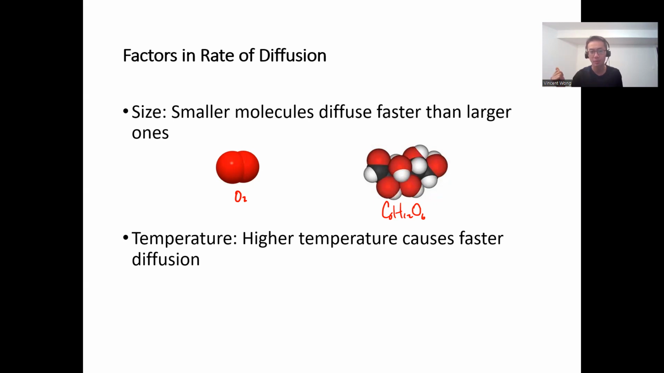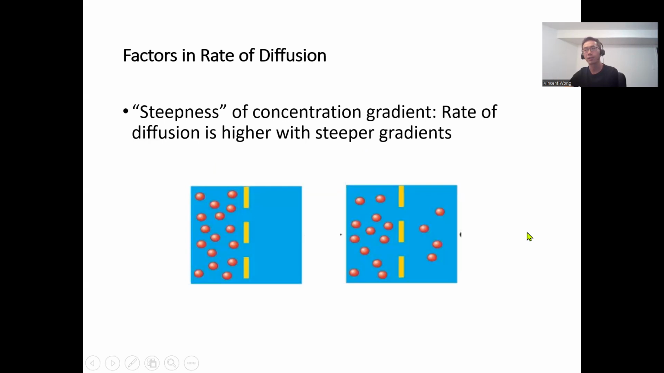You don't really smell much because the cold temperature prevents it from diffusing as quickly. All right, so two factors, size and temperature. The third factor is the steepness of the concentration gradient. So here we look at two areas.